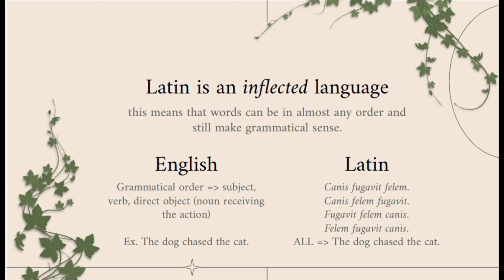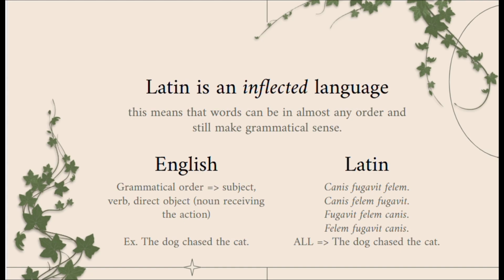For example, in the sentence, the dog chased the cat. The dog is our subject, it comes first. Chased is our verb, and the cat is the direct object. It's what's being chased. It's what's receiving the action. If we change the order of the sentence a little bit, let's say we put it as the cat chased the dog, the meaning of the sentence changes completely, because now the cat is the subject, chased is the verb still, and the dog is what is receiving the action.